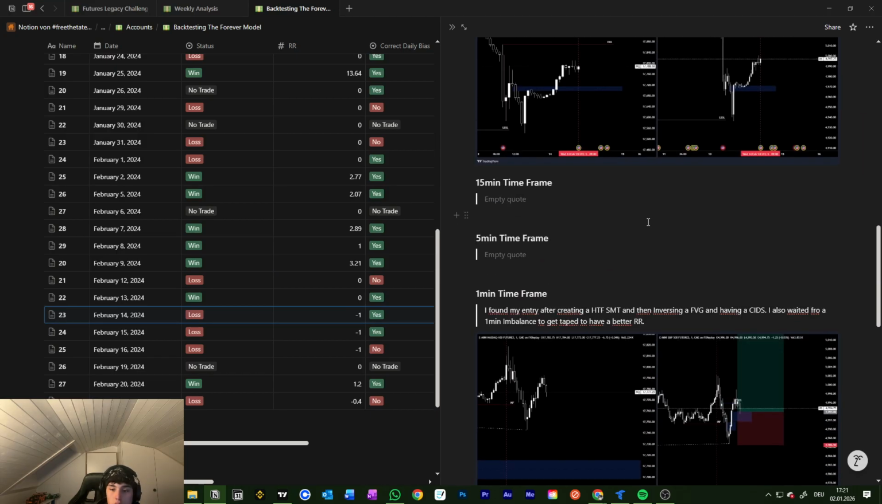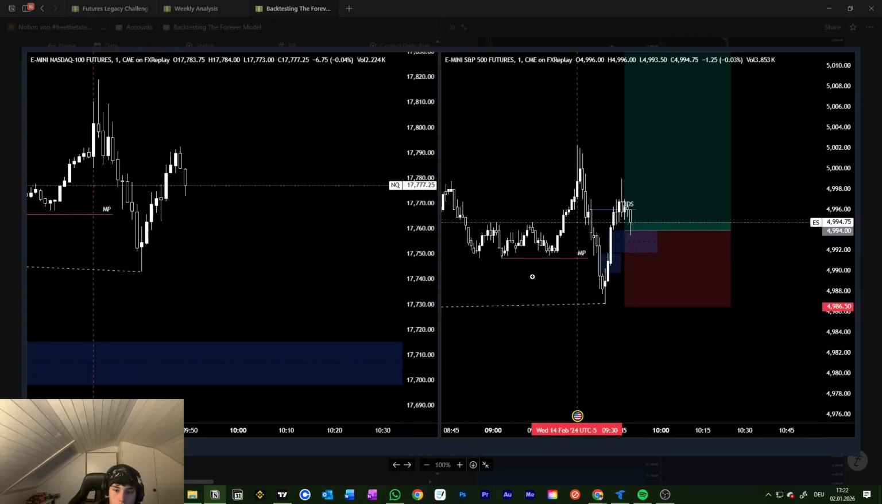I found my entry after creating a high time frame SMT and then inversing a fair value gap and having a change in the state. I also waited for a 1 minute imbalance to get tapped to have a better risk to reward. Tapped, change in the state.